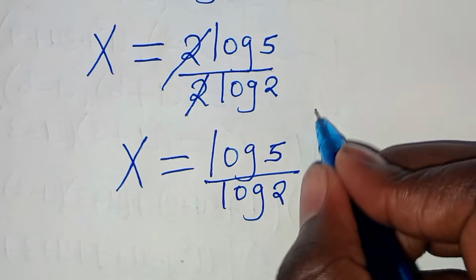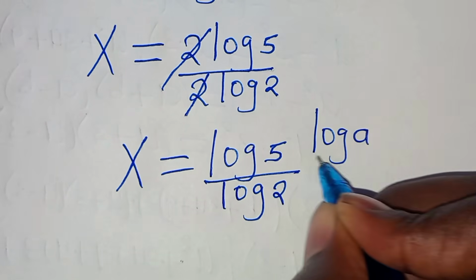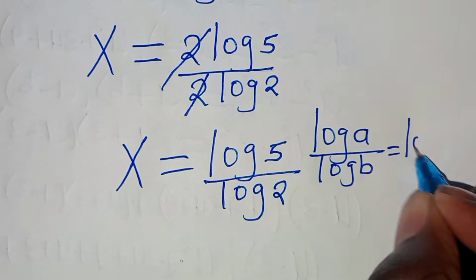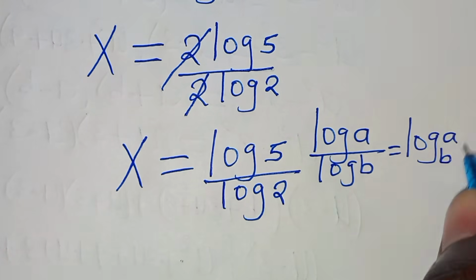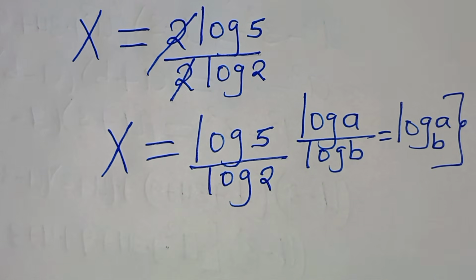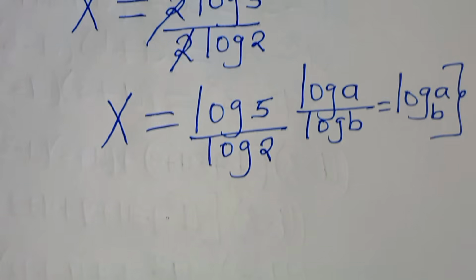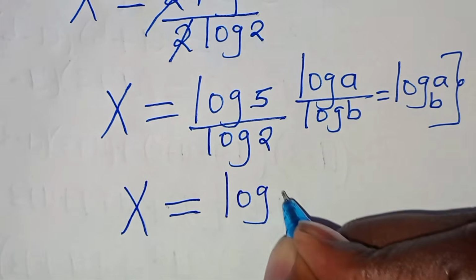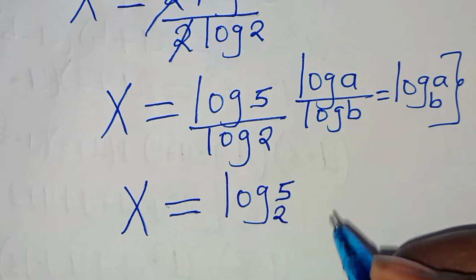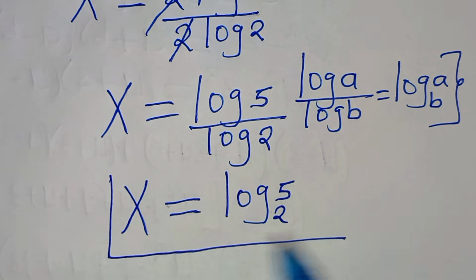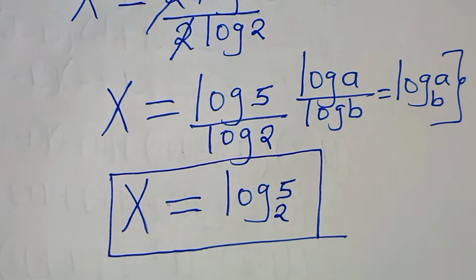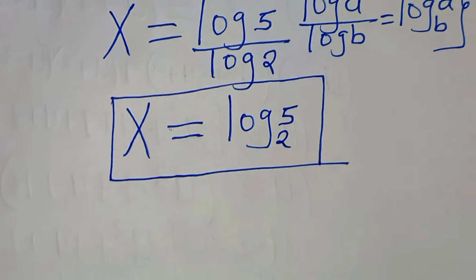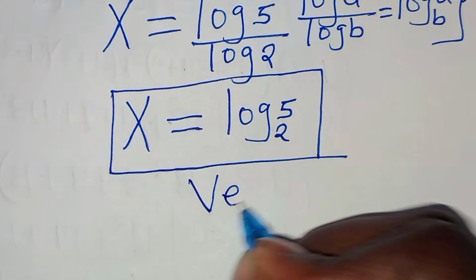We have log 5 over log 2. This is actually in the form of log a divided by log b, which we can express as log a to base b. Now, applying this logarithm property, it follows that x is equal to log 5 to base 2. Now, this is the value of x. The next step is to verify that this value of x satisfies the equation. So let's verify from here.